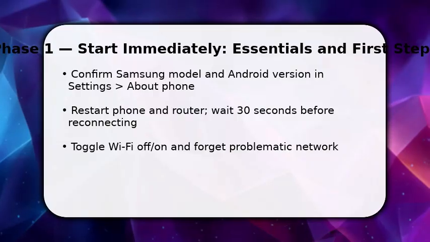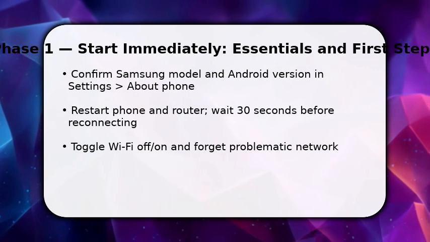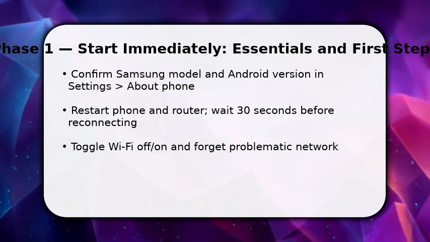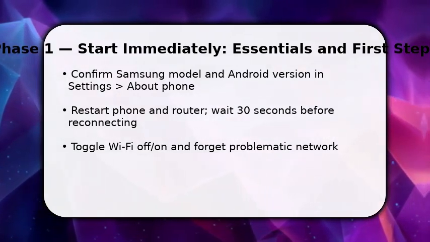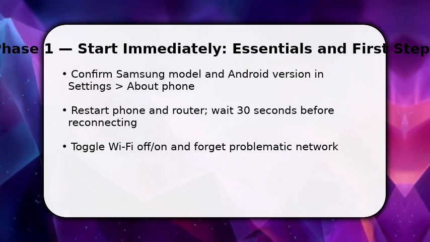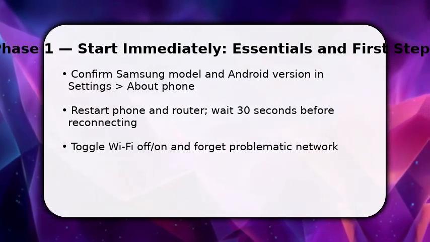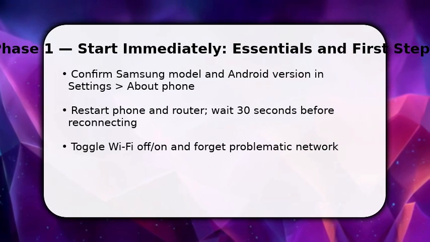Enjoy the video. You begin by confirming the model and Android version so you know which settings to change. Restart both the phone and the router, because many glitches clear after a reboot. Wait about 30 seconds before powering the router back on.